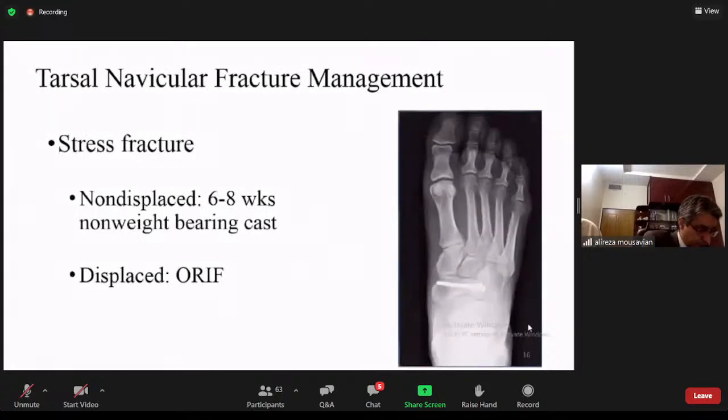In the case of a stress fracture, the rate of non-union is high in displaced fracture, so ORIF is recommended. But in non-displaced fracture, a non-weight-bearing cast for 6 to 8 weeks is the preferred method of treatment.